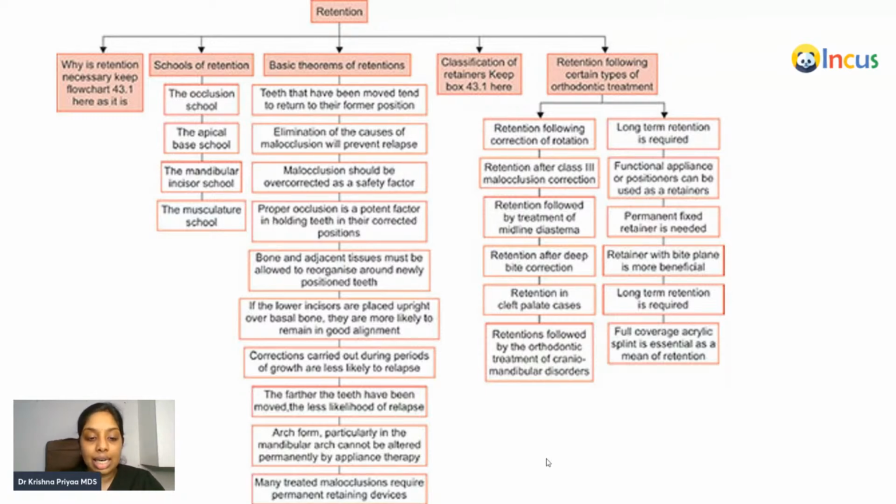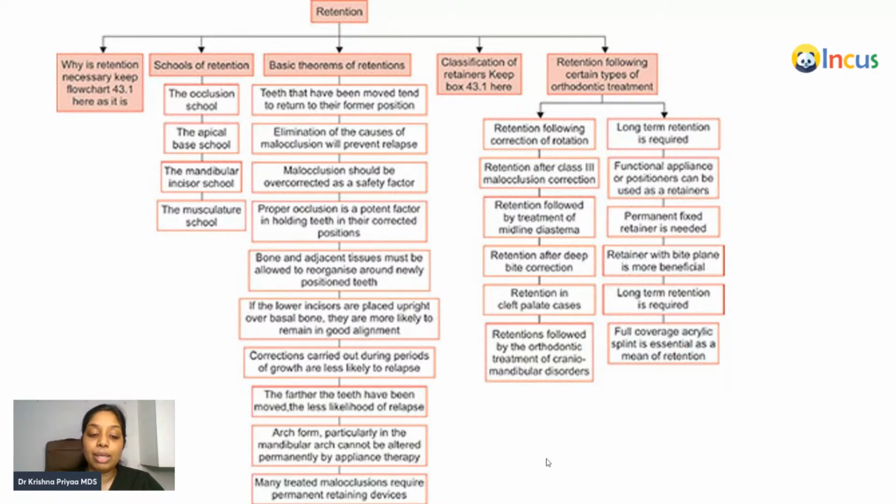The farther the tooth has been moved, the less likelihood of relapse. This case is like a buccally impacted canine. It has been moved a really long distance, right? So the tendency for the tooth to relapse will be less. Arch form, particularly in the mandibular arch, cannot be altered permanently by appliance therapy. So the more we alter the mandibular arch form, the less is the tendency for it to be maintained in the same position because it has a high relapse rate.